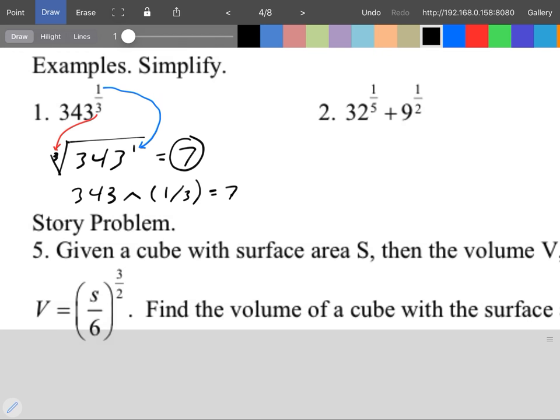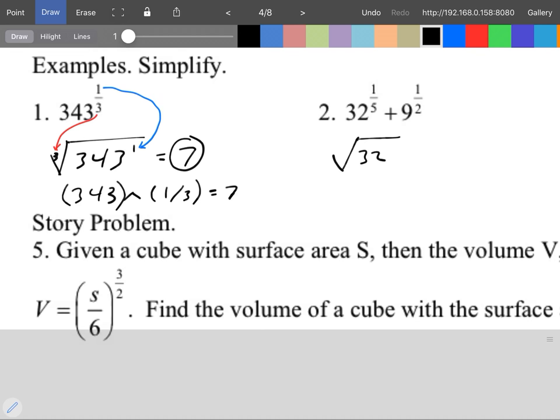Now, if your base happens to be a negative number, make sure you put it in parentheses like that, okay? But let's go on and move to number 2. So again, we're going to rewrite this in radical form. So we're changing from rational exponent form to radical form. So on number 2, the 32 is going to go inside the radical still.